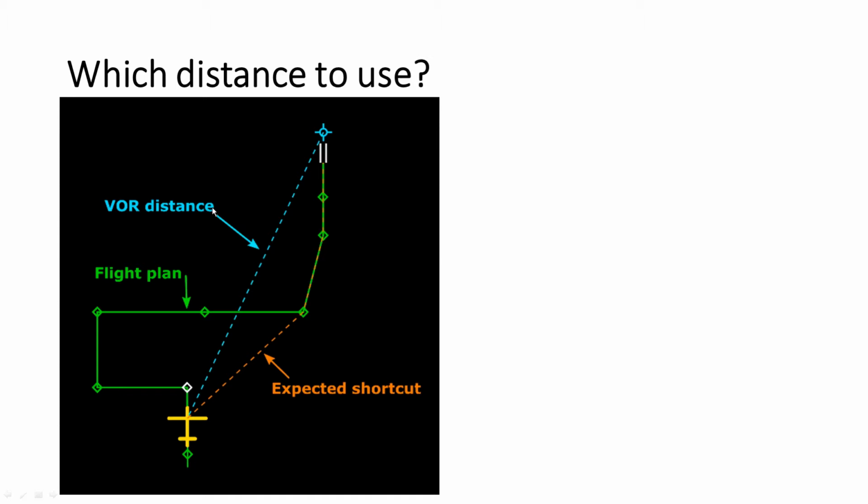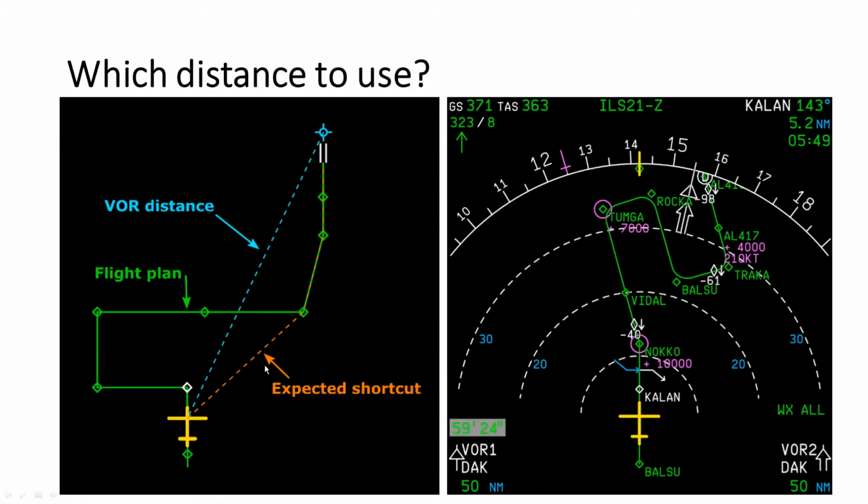But also keep in mind that the VOR distance is a straight line from your present position to the VOR, and this is usually not what you fly either. You will fly at least a little bit more track miles to intercept the approach, as you can see here. So here's an example of a typical approach where you have a STAR with some extra track miles in there, and you will have to look at the display to see if you can expect a shortcut or not.